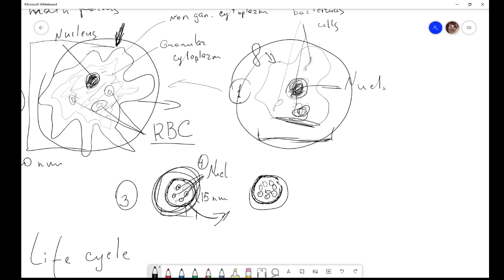Okay. What is the invasive form? It is the cyst. Only the cyst can make this infection. Okay, that is all, guys. That is all.